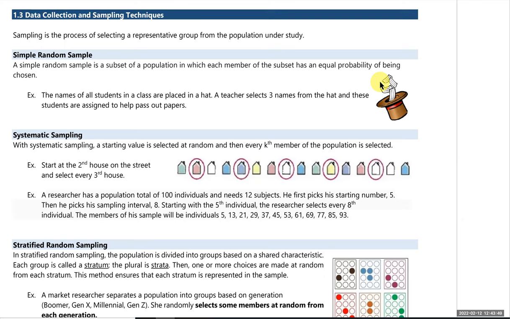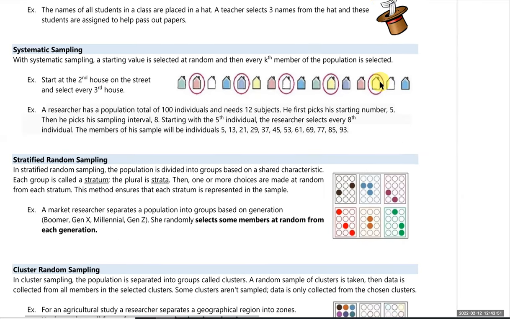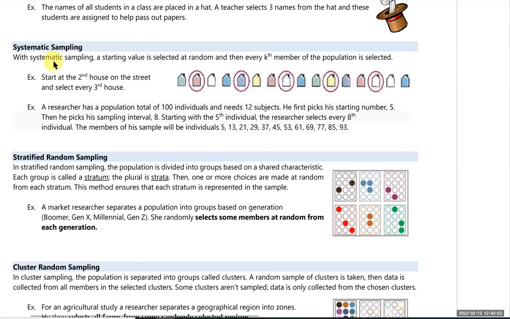So next approach, you could use something called a systematic sample in some cases. Systematic would mean you create an interval and you include those subjects. So for example, if somebody is walking down a street and they don't want to stop at every house because that would take forever, they decide to stop at every third house. That's called a systematic sample.